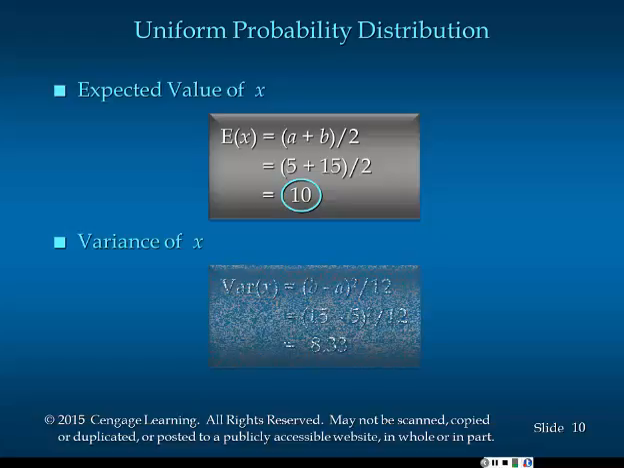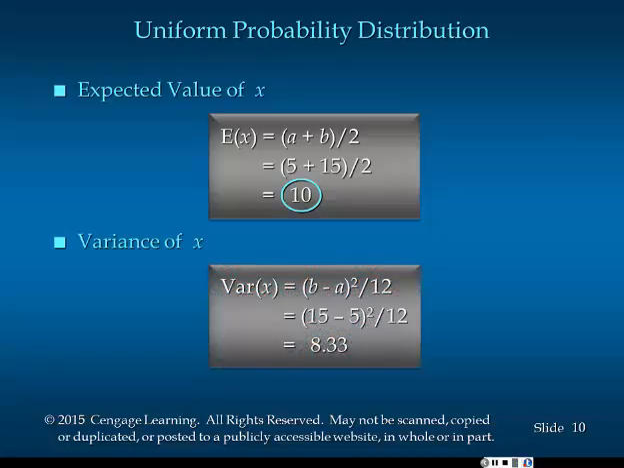So then the expected amount of salad taken is going to be the sum of those two endpoints divided by 2, which is just 10. And the variance is going to be 15 minus 5, which is 10, squared, divided by 12.